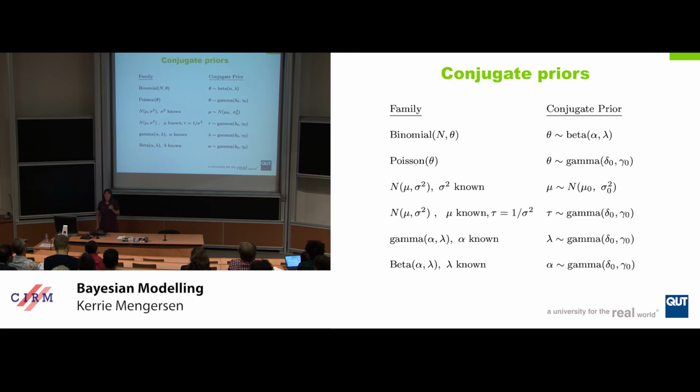So here's a list of some of the conjugate priors. We've seen if we have a binomial family distribution likelihood, with a beta prior, we'll get a beta posterior. If we have a Poisson with an unknown rate parameter and we have a gamma prior on that rate, then we'll have a gamma posterior distribution for that rate. Okay, and a normal we've seen, with a normal prior and so on. So different priors will give us that.